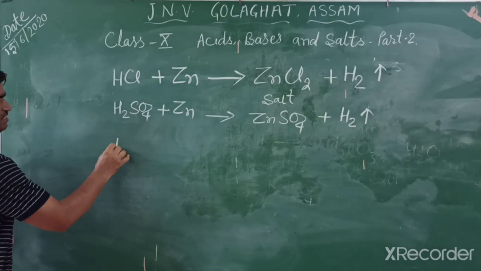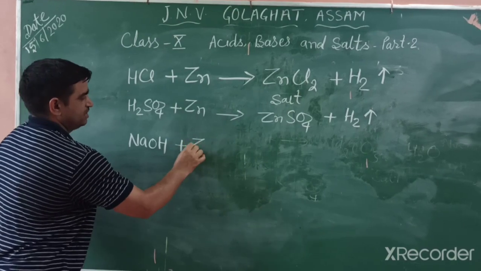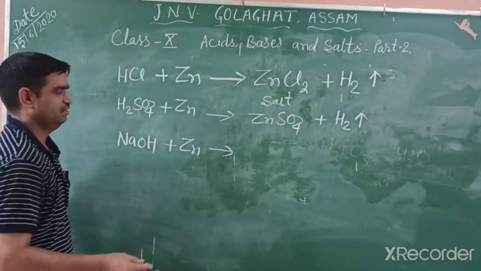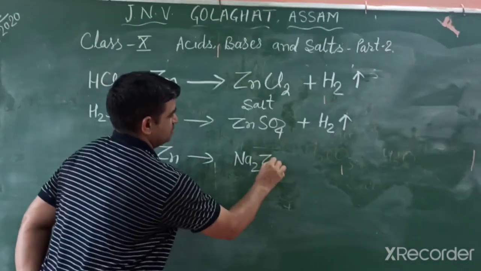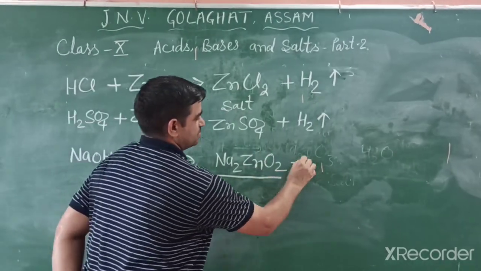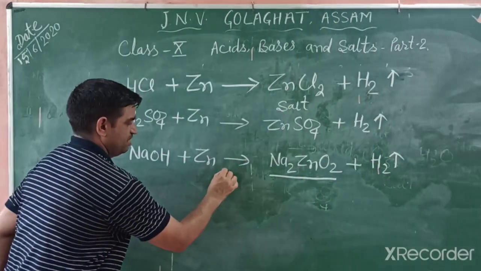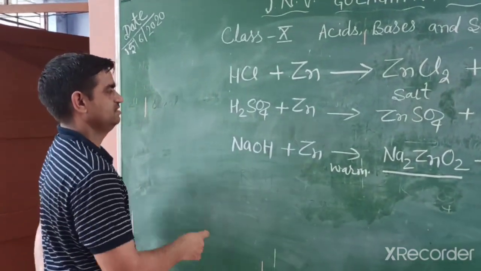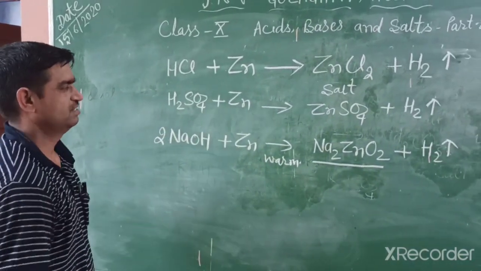And when sodium hydroxide, a base, reacts with zinc metal, it also converts into another chemical, sodium zincate, that is Na2ZnO2, plus hydrogen gas. But this requires warming, heating of the chemical. Without heating, this gas is not released. When we balance the reaction, then this happens.